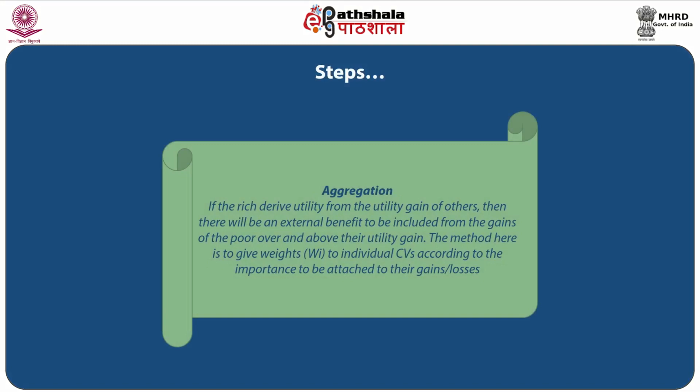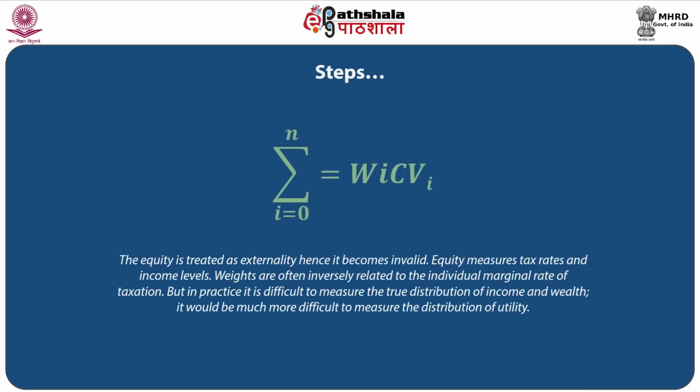If the rich derive utility from the utility gain of others, then there will be an external benefit to be included from the gains of the poor over and above their utility gain. The method here is to give weights, that is wi, to individual compensation variations according to the importance to be attached to their gains or losses. That can be expressed as summation i ranging from 1 to n of wi CVi.